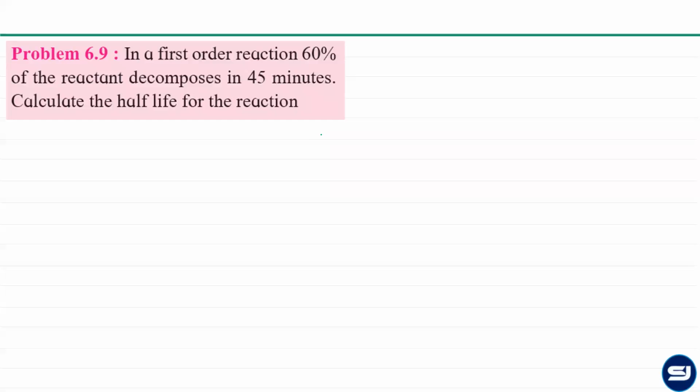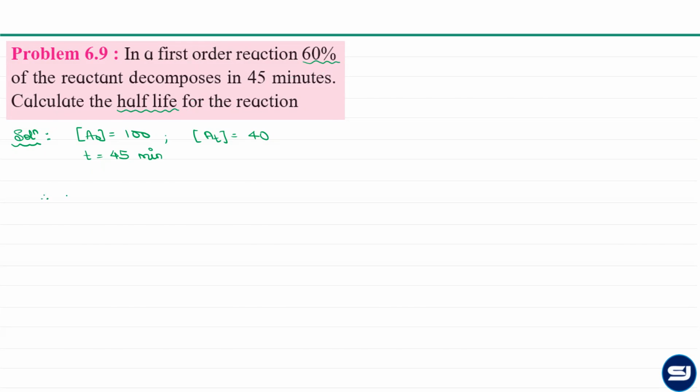Next, in a first order reaction 60% of the reactant decomposes in 45 minutes. 60% decomposes means 40% remaining. So the initial will be taken as percentage 100, and the A will be equal to the remaining 40. Bas. So आपका time यहाँ पर 45 minutes दिया है. Now even if you don't convert the minutes into seconds, it's okay because जो भी half life आपको यहाँ पर मिलेगा वो भी आपका minutes में आएगा. ठीक है, तो नहीं करोगे भी चलेगा, करोगे तो भी चलेगा.